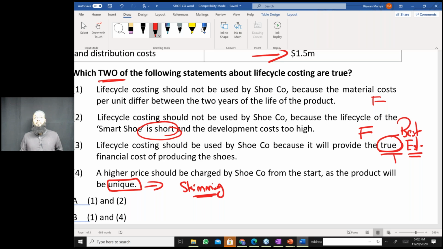Secondly, you also remember that skimming was also useful when product life cycle is short. So yeah, it's a 2-year life. This means you can use skimming here. Okay. So it is more generalized one.